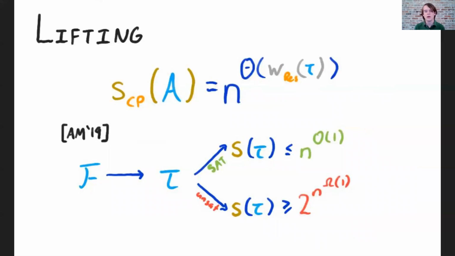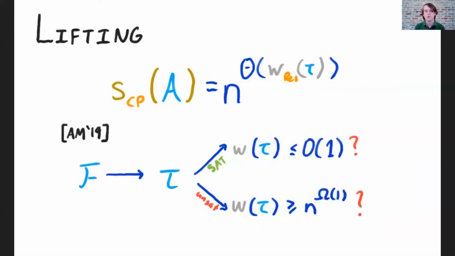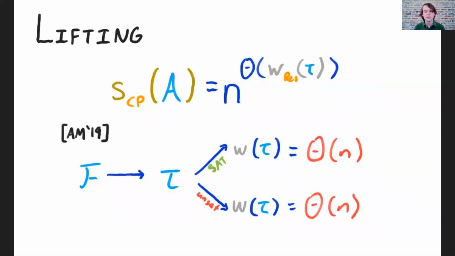And Itsykson and Müller ultimately prove a gap in the size, the resolution size. So what we want is for, again, the width of their formula to be constant in the satisfiable case and polynomial in the unsatisfiable case. Then we get our theorem. Well, unfortunately, this isn't true. Turns out the resolution width of the formula tau is linear, no matter whether F was satisfiable or unsatisfiable. And so now we've fixed the lower bound in the unsatisfiable case, but we've completely torpedoed the upper bound in the satisfiable case.